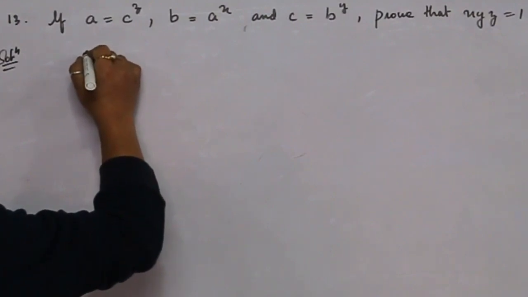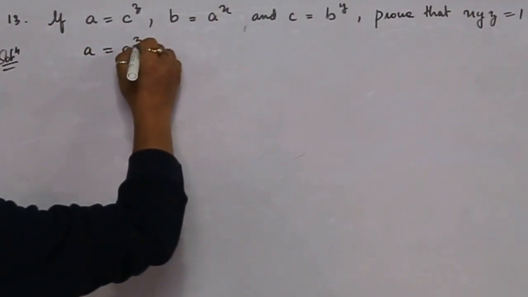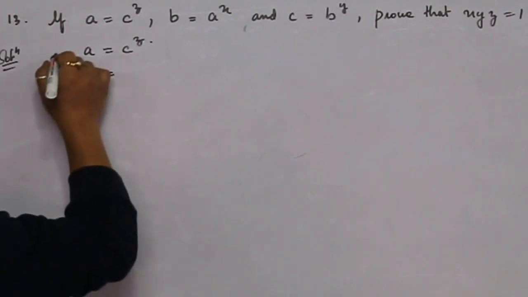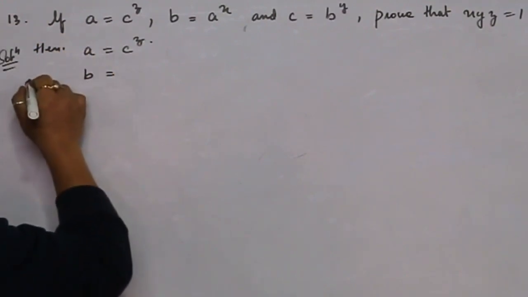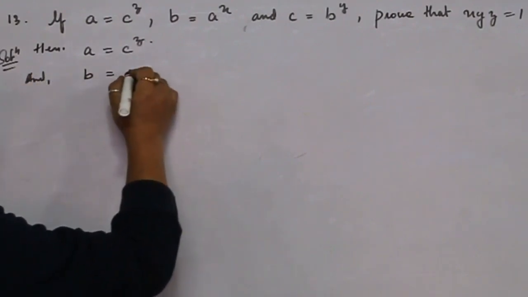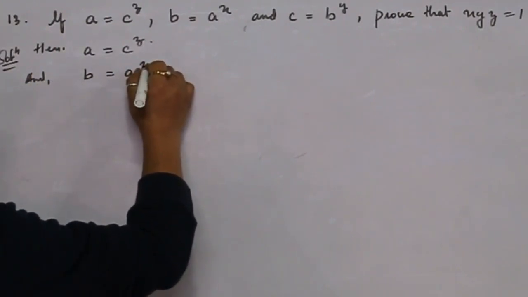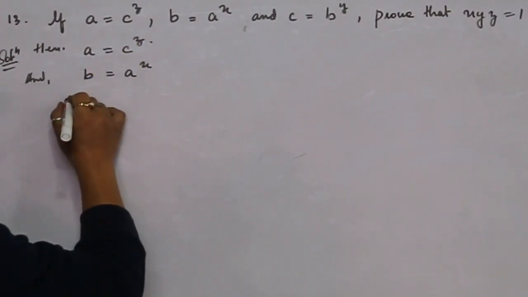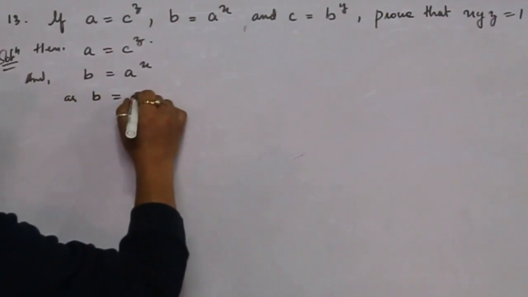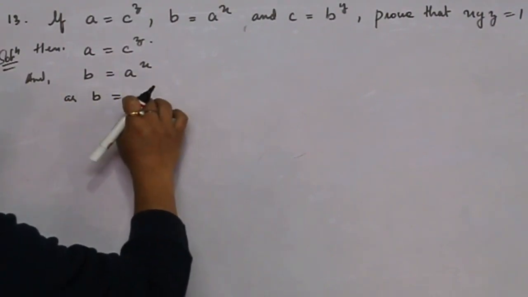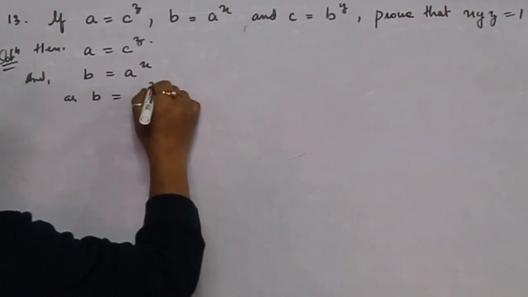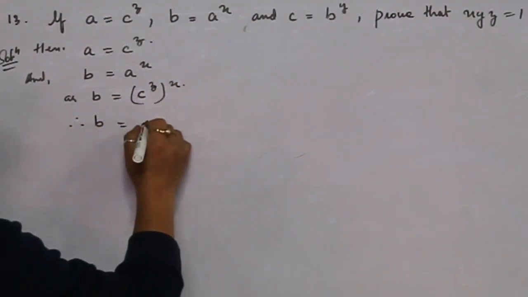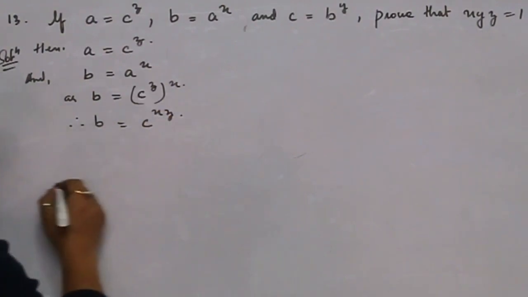Here it's given that a is equal to c to the power z, and b is equal to a to the power x. Since the value of a is c to the power z, b can be written as a to the power x, where we replace a, which will be c to the power z whole to the power x. Therefore, b is equal to c to the power xz.